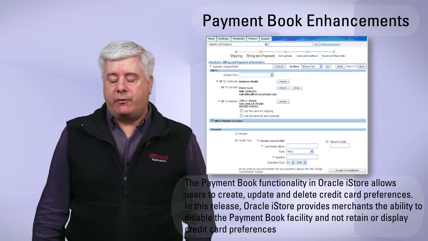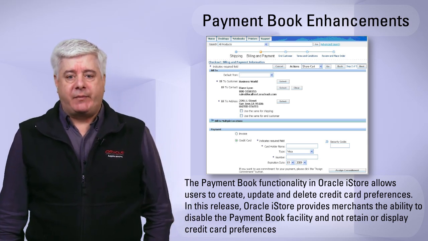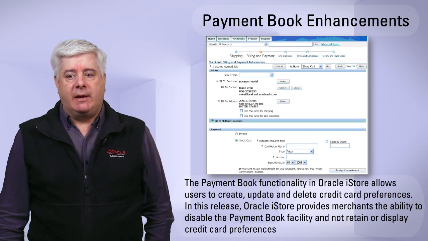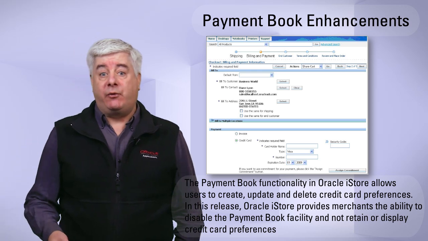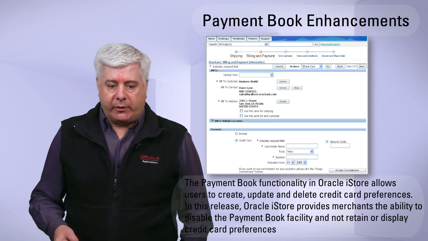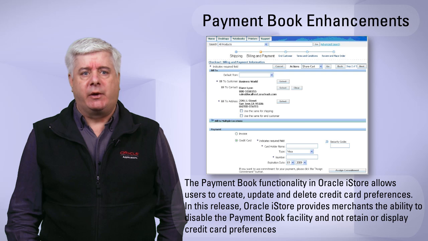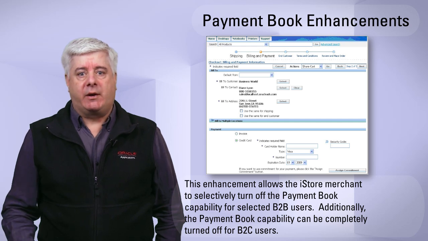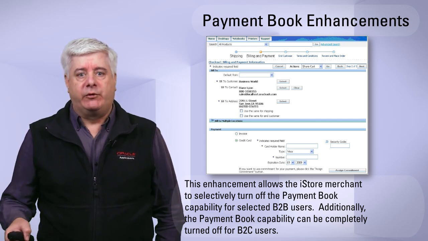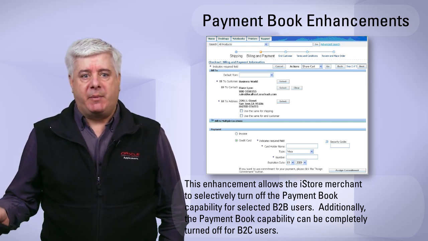We also heard from our customers about handling credit cards and payment options. And in 11.5.10, there is an option to have something called a payment book. And what you do is you set up additional information about how you want to pay for your purchases. And we had one customer, School Specialty, say, we don't want to have that capability turned on at all. We want customers, as they're going through the checkout process, to put in their credit card information versus it being referenced or stored as a reference within iStore and payments.